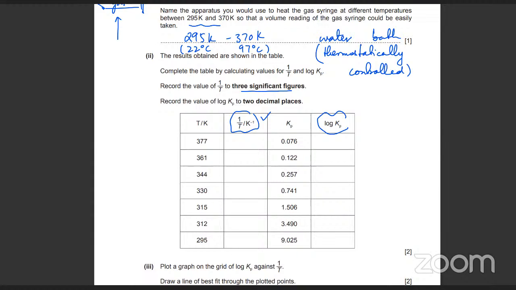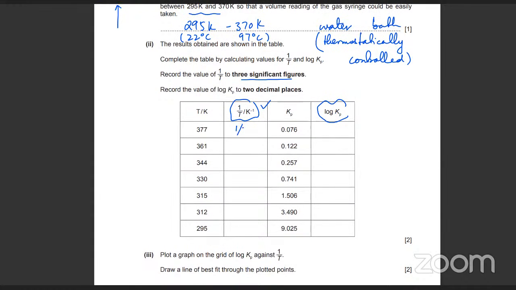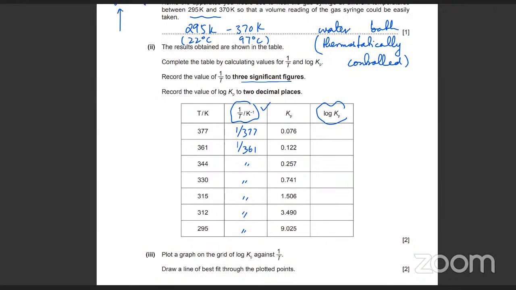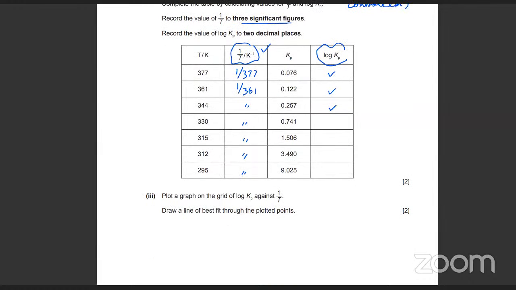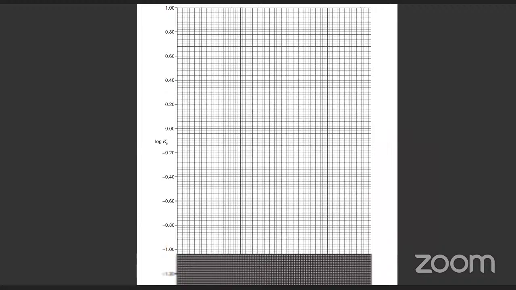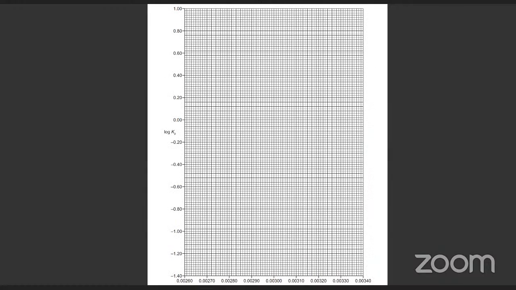Okay, for this one, I'll just quickly go over this. I don't think there's much to it. All you have to do is plot these values, 1 over 377 and 1 over 361, to 3 significant figures. You've got log of Kp, and remember, when it says log, it's base 10 log. He's given you a grid and you have to plot log of Kp versus 1 over T. These two things have to be plotted against each other. The graph is even labeled, so you can just make points, and a graph is going to be made.